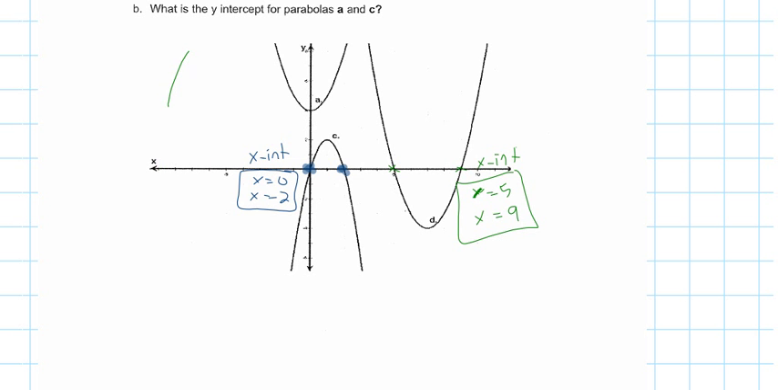Now, they're asking you for the y-intercept for A and C. So what would be your y-intercept for A? At y equals 4. So the y-intercept is right here. In this case, the y-intercept happens to be at your vertex, right? It doesn't always happen, but in this case it is. So the y-intercept is at y equals 4. Okay, how about for C? Where's your y-intercept?